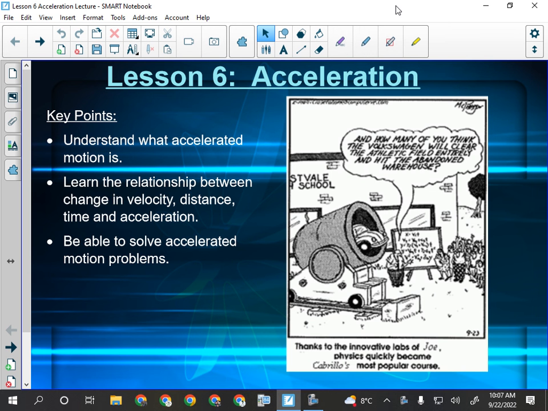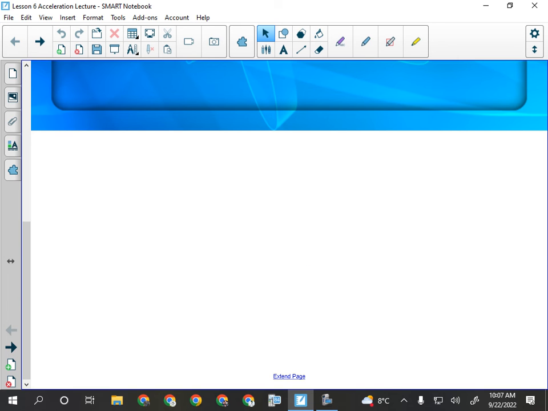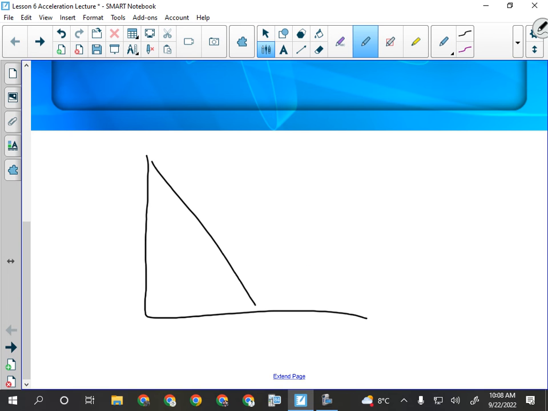Yesterday we went over velocity versus time graphs. And one of the things that we can see and calculate from a velocity versus time graph is the acceleration of the object. So if I had a velocity versus time graph that looked like this, what's that object doing? Accelerating in a negative direction.